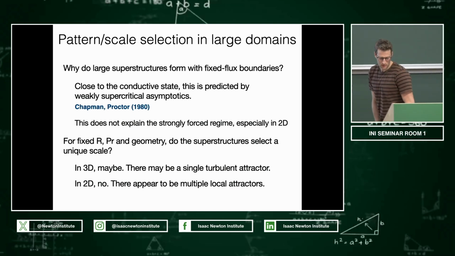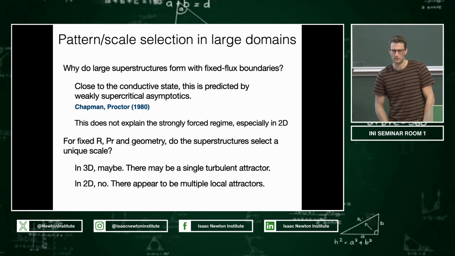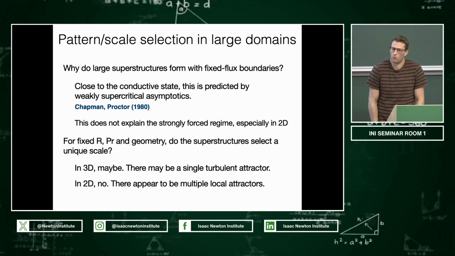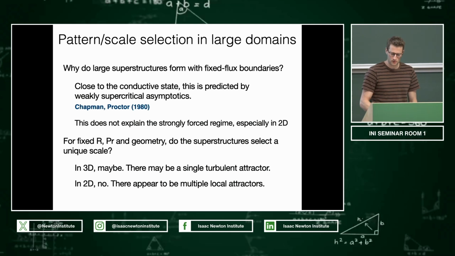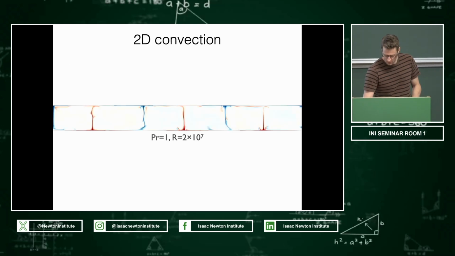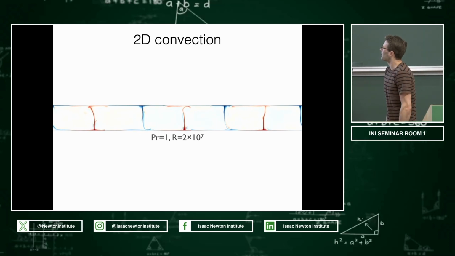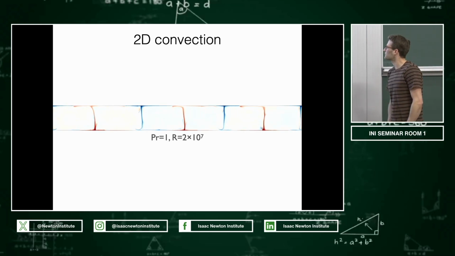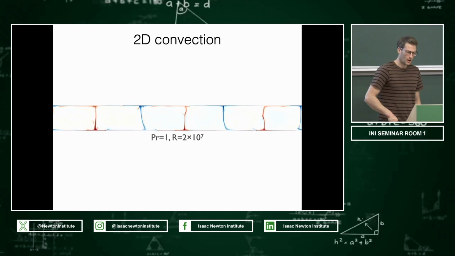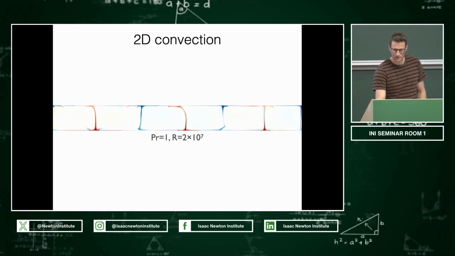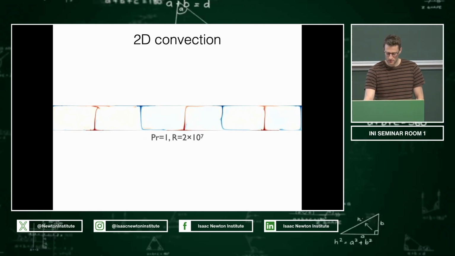There's strong evidence in 2D that there are multiple locally attracting states, and what initial condition you start with will determine what scale you end up with in the end. So in 2D, convection looks more like this. You'll lock into patterns of convection rolls, which on average are the same size. However, how many convection rolls you end up with totally depends on your initial condition.